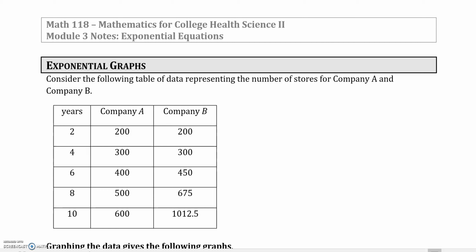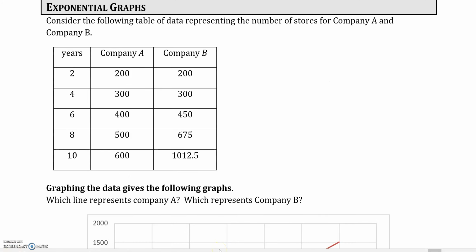Welcome to Module 3 on exponential equations. We're going to start this module with an example. It says, consider the following table of data representing the number of stores for company A and the number of stores for company B. You can see all the data is represented in this table.